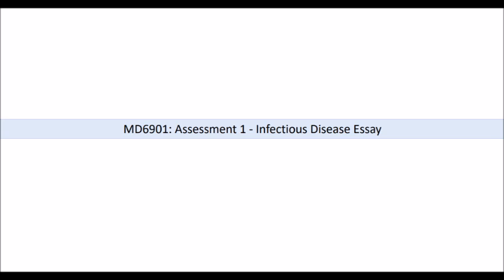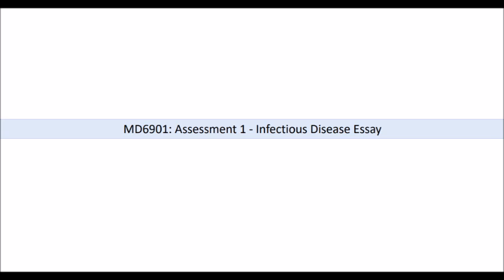Again, this section should be concise, so you don't want to be going into too much detail. It's just going to be a clear, brief account of the infectious disease from a broad perspective, giving all the information we need to understand the rest of the essay.